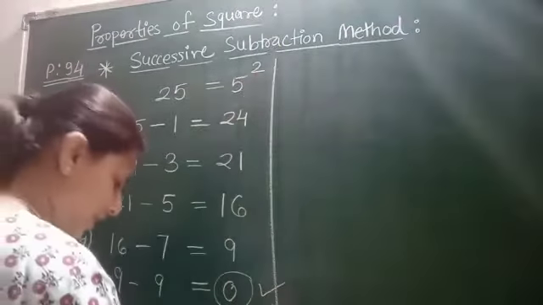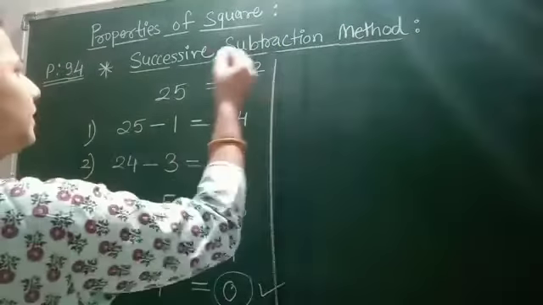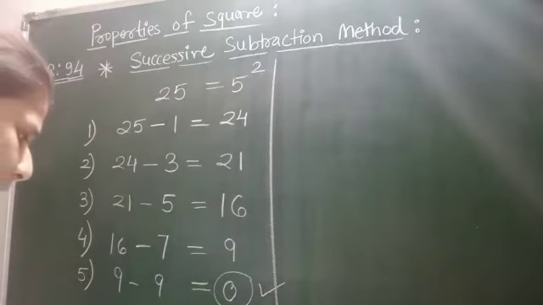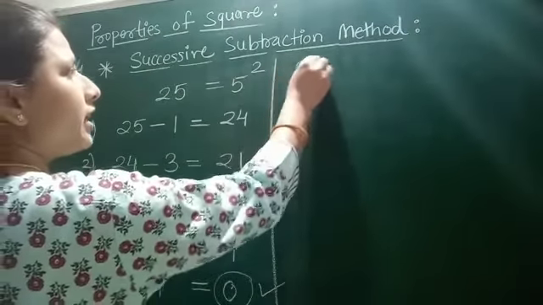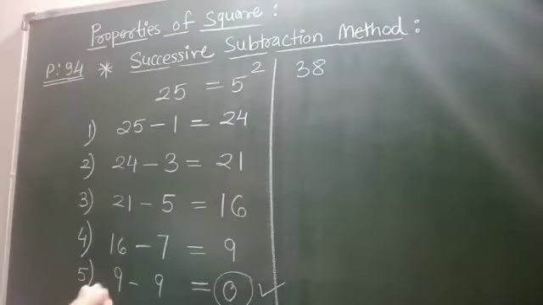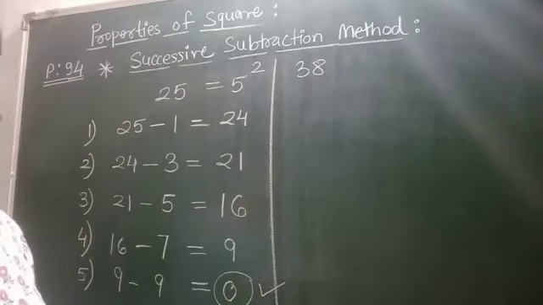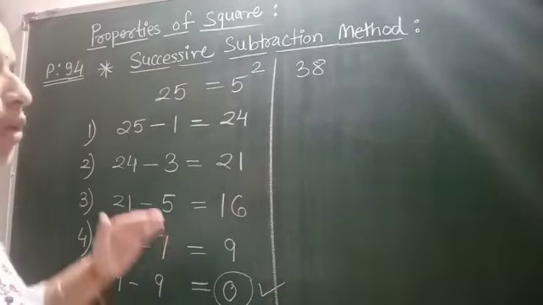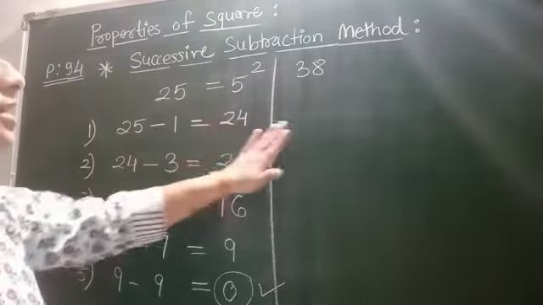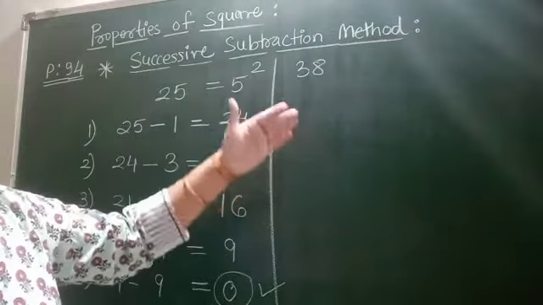So let's start. Now I am taking another example. I am taking here now 38. Let's see whether 38 is a square number or not. As we know student, 38 is not a square number. Now we are checking whether this process works for 38 or not.